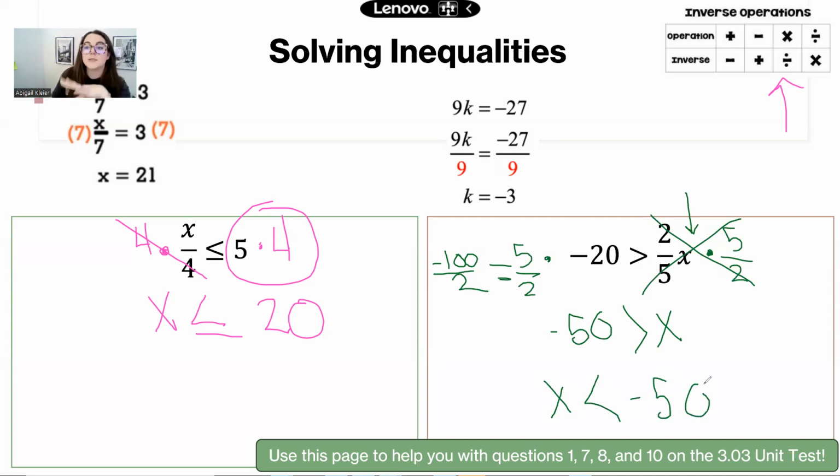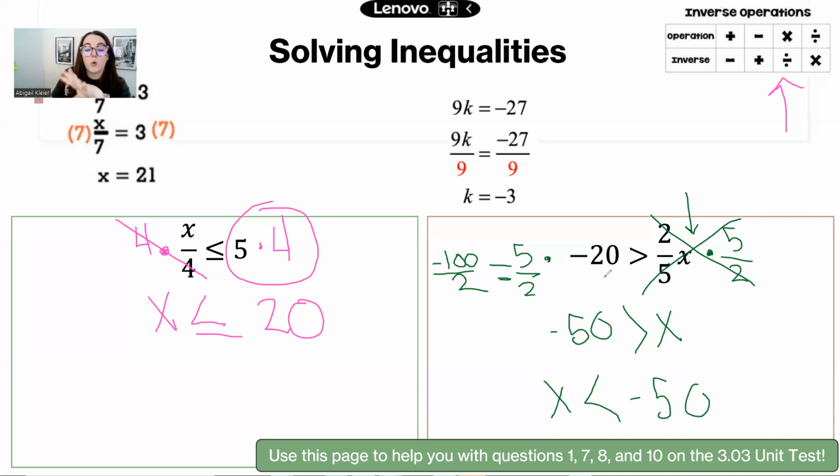So on those 4 examples that we just went over, if you noticed, every single one, I asked myself the same question. How do I isolate my variable? So what's happening to it and how do I undo that computation? So if something's being added to it, you subtract. If something's being subtracted, you add. Multiply, you divide, divide, you multiply.